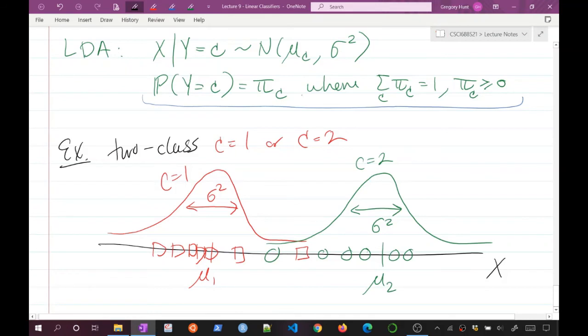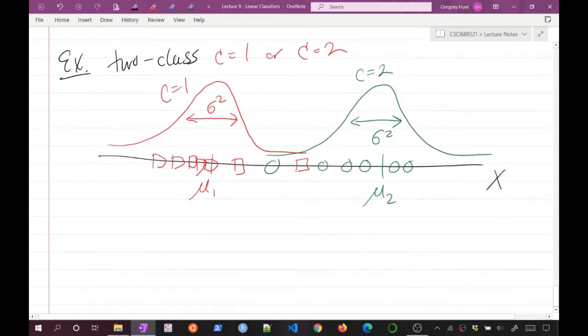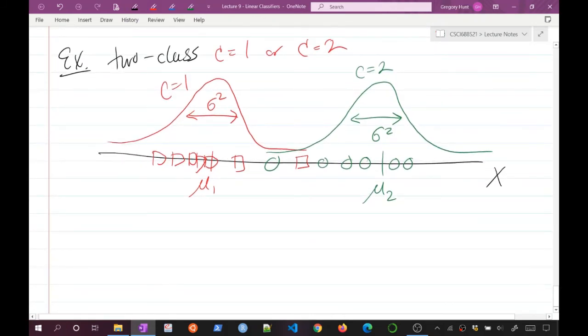Now if we have 50-50, that's probably exactly what we'll do. But it's possible we'd also need to model the prior probability. Maybe we get twice as many things coming from class two as we do from class one. So if that were true, we should generally expect to get more things of class two than class one. And so we might adjust this a little bit. We might push the decision boundary from being right in between them to giving class two a higher likelihood of being chosen, let's say. So this is kind of the one-dimensional case.